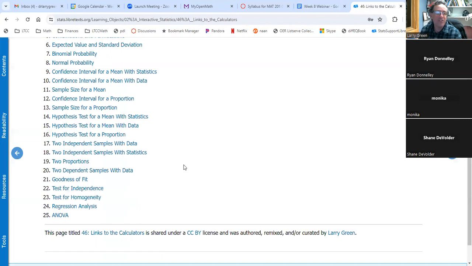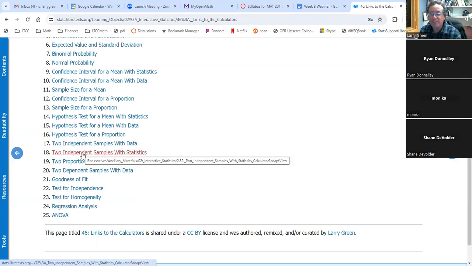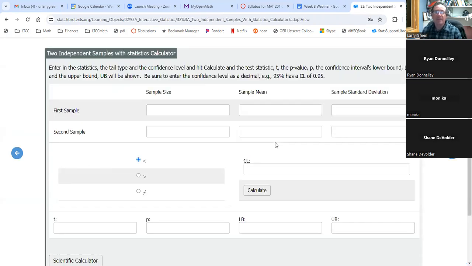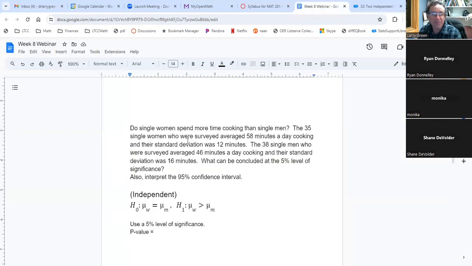So I'm going to use two independent samples with statistics. I don't have data here, I have statistics. And now I just could put in stuff. The sample sizes were 35 for the single woman.